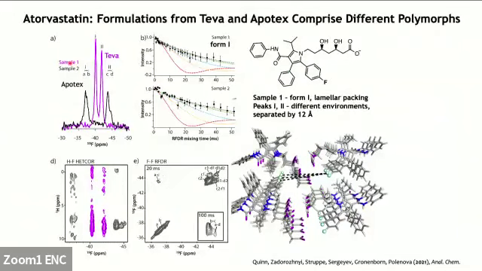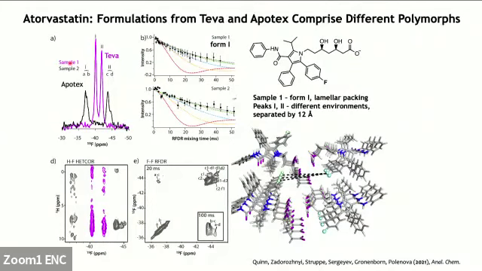Right, so another example is atorvastatin. Okay, so atorvastatin calcium, we had formulations from 2 manufacturers, Teva and Apotex. I should also say that, of course, these are proprietary, so we have no idea what's in them, right? But we can guess based on these experiments. And you can see here that, again, there are 2 peaks, or in the case of Teva, there are cleanly 2 peaks. In the case of Apotex, they also have some fine structure.